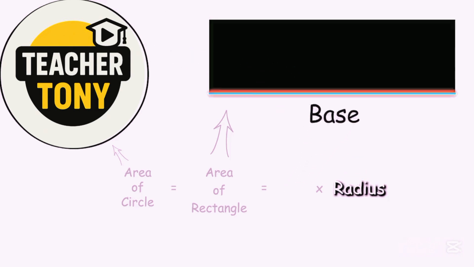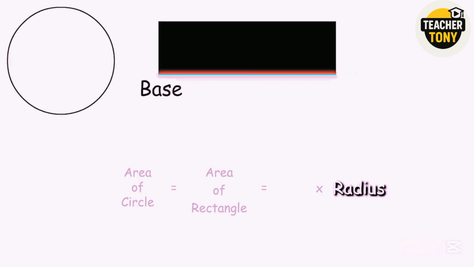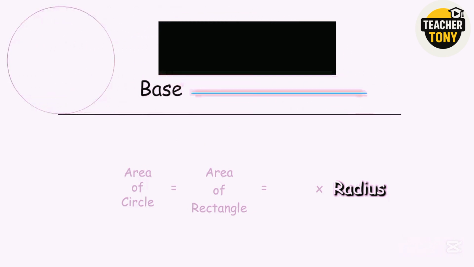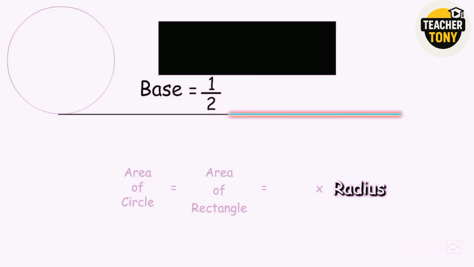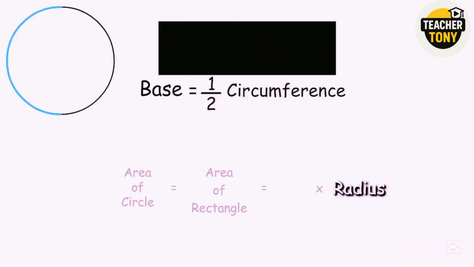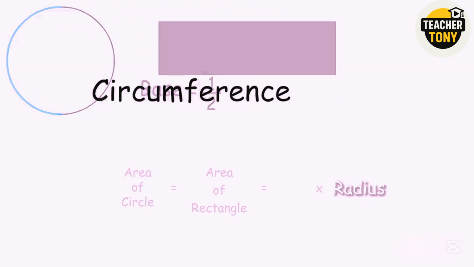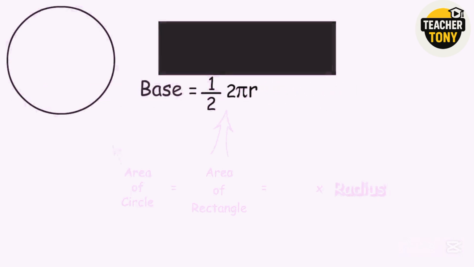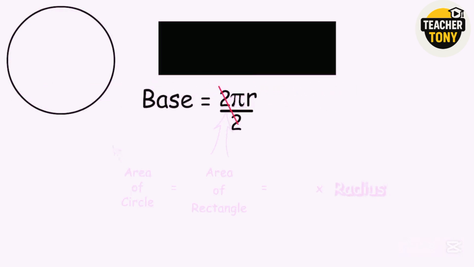What about the base? Now, the base itself, we're going to understand first with a circle. When you spread out the circumference of a circle like that, you find that half of the circumference is equal to the base. So half of the circumference will give us the base. And we well know that circumference is equal to 2 pi r. Now, when you multiply half times 2 pi r, the 2 and 2 cancel and we remain with pi r, which is the base.